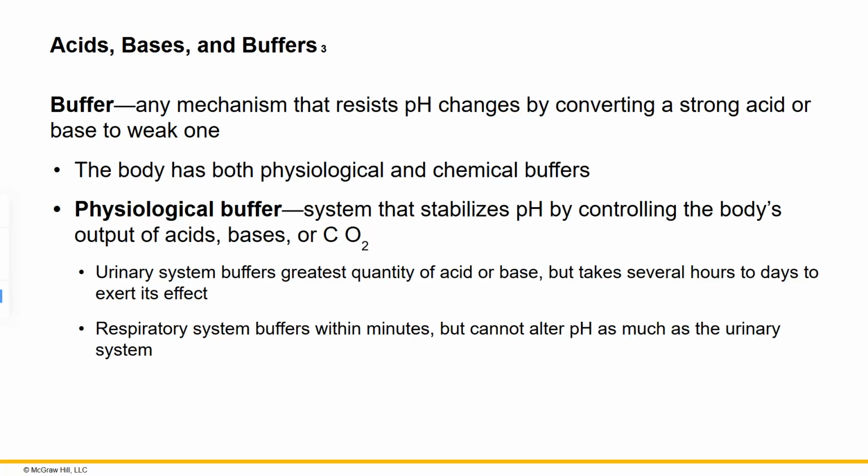Buffer: any mechanism that resists pH changes by converting a strong acid or base to a weak one. The body has both physiological and chemical buffers. A physiological buffer is a system that stabilizes pH by controlling the body's output of acids, bases, or carbon dioxide. The urinary system buffers the greatest quantity of acid or base, but takes several hours to days to exert its effect. The respiratory system buffers within minutes, but cannot alter pH as much as the urinary system.